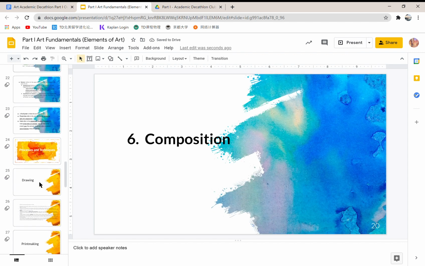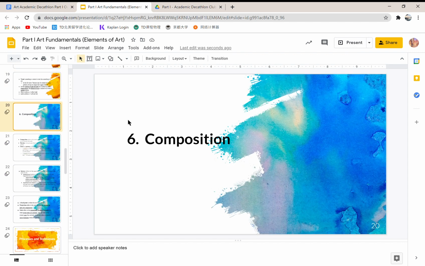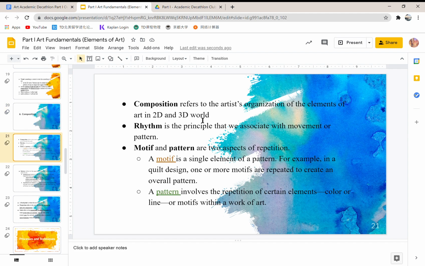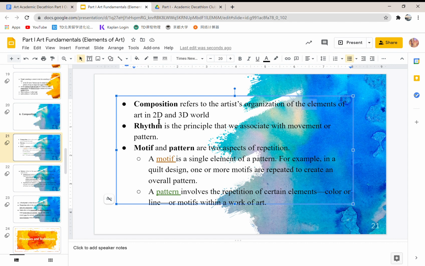And then the final one, I believe, is the composition. So composition refers to the artistic organization of the elements of art in both two-dimension and three-dimension world. Rhythm is the principle that we associate with a movement or pattern. Motif and pattern are two aspects of repetition.